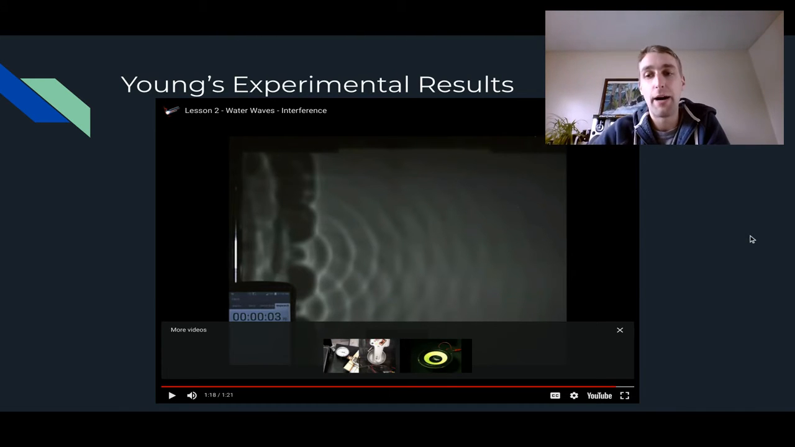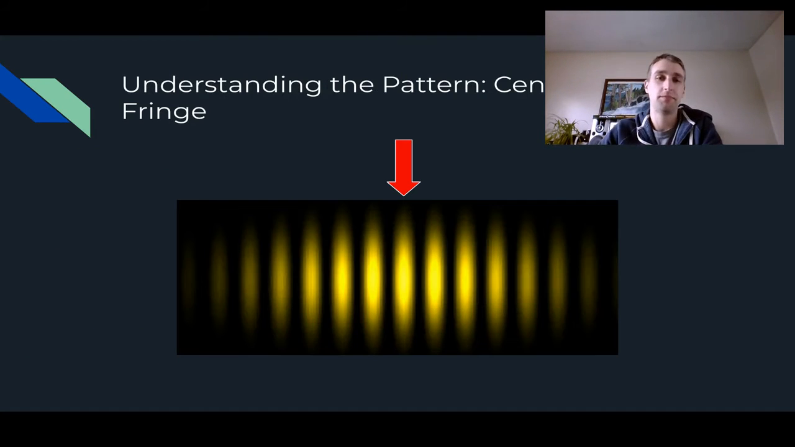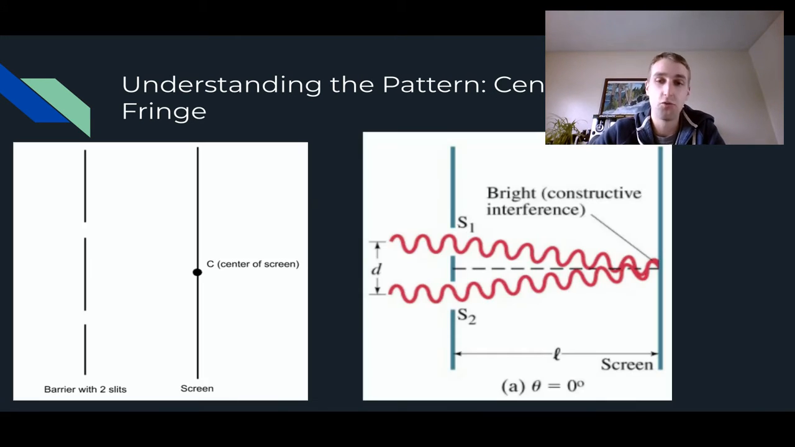That's the kind of thinking Thomas Young was doing back in 1801. So to summarize, we know that waves show constructive and destructive interference when they pass through double slit. Light shows bright and dark spots when it passes through double slits. Therefore, light must be a wave because it does the things that waves do. Super cool. Now we're going to try to understand a little bit more of why we see the bright and dark. And there's one little pretty harmless equation coming along too.